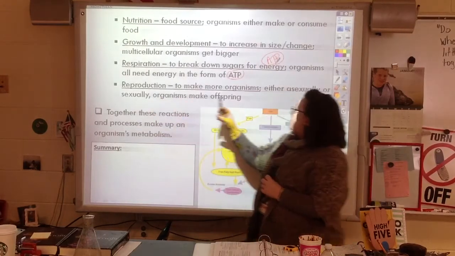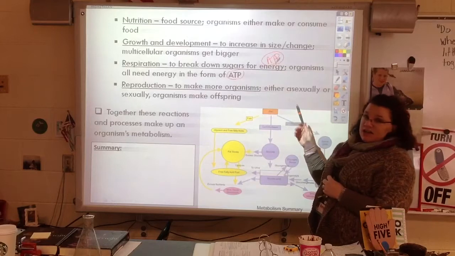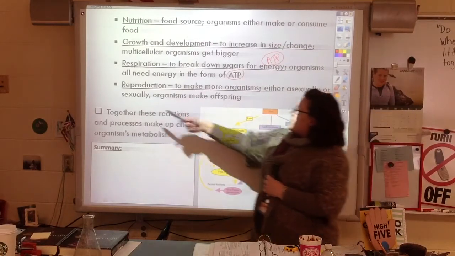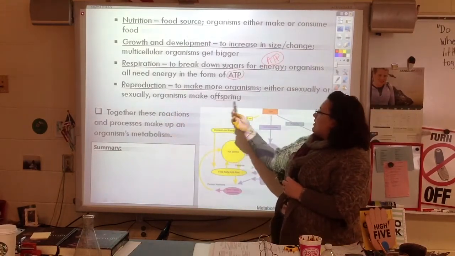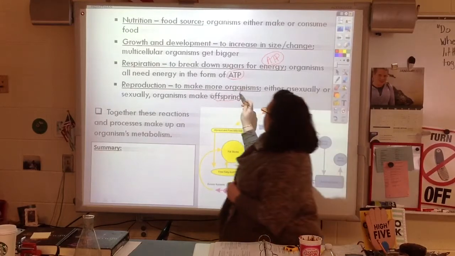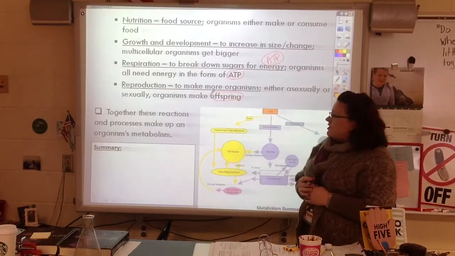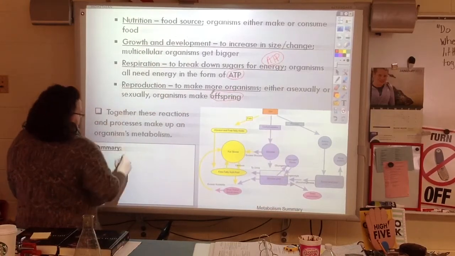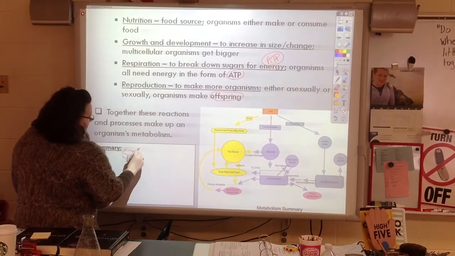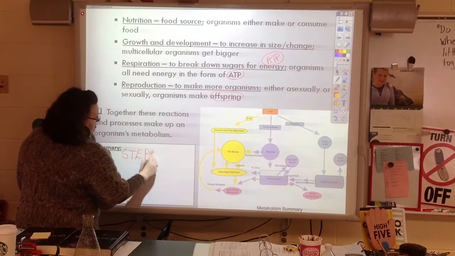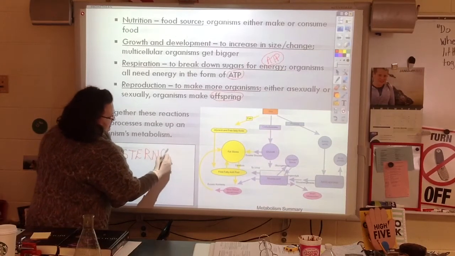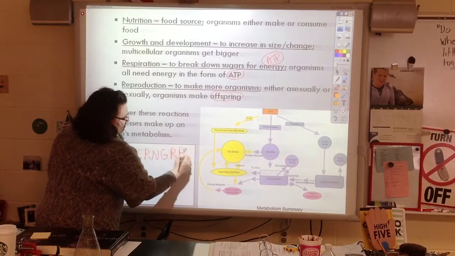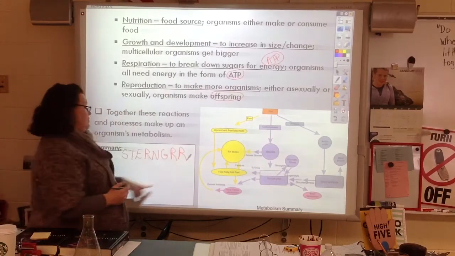Reproduction, to make more organisms. Either asexually or sexually, organisms make offspring in reproduction. And we can summarize these processes using the acronym STERNGRR, STERNGRR.